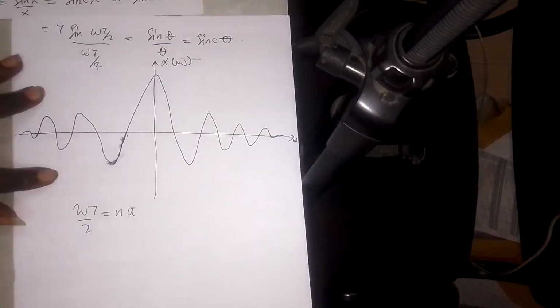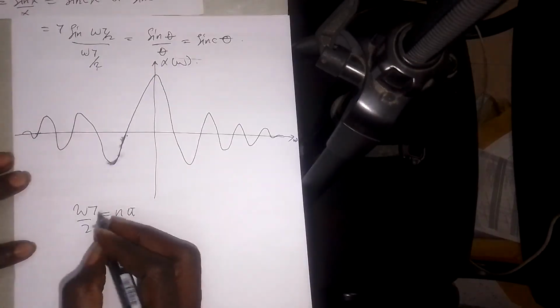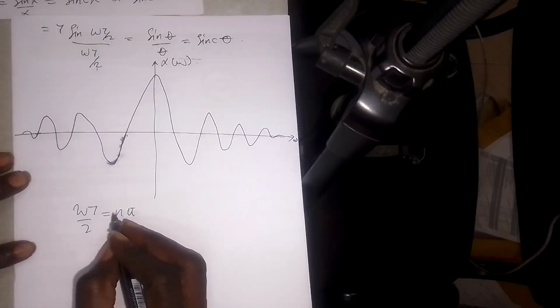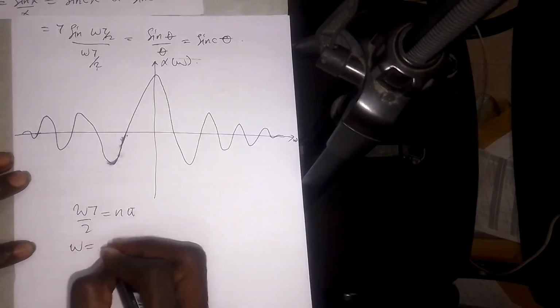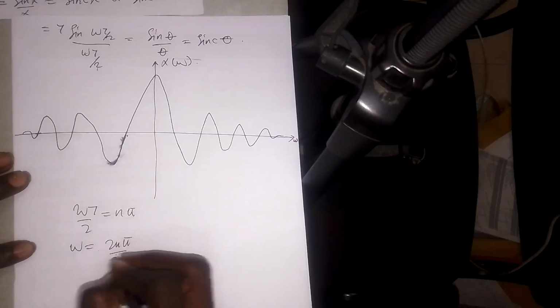n pi. So here I'm going to have omega tau on 2 equals n pi. Now I'm going to find omega. So this one can go here and this one can divide. From here, what I can say is that omega is equal to 2n pi on tau.